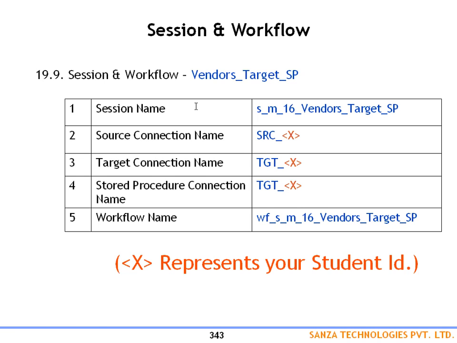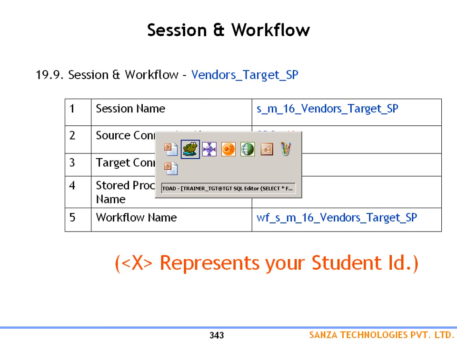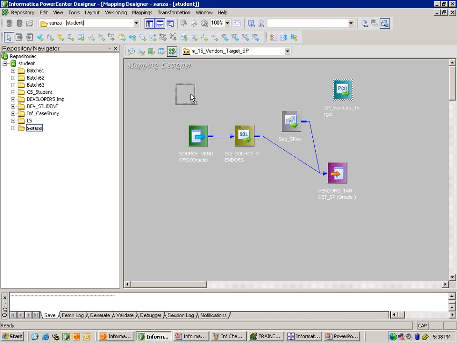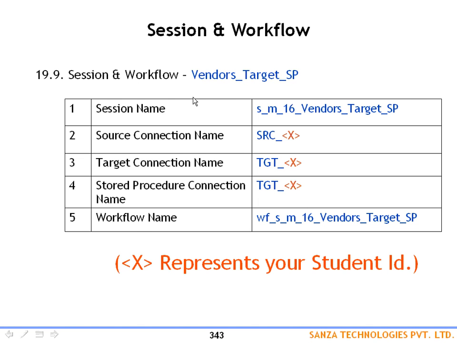So target preload, target postload, source preload, source postload, and normal. Normal means you connect it, and for every record it has to execute. Now, if you have observed the mapping, this stored procedure is not linked to any of the other transformations.